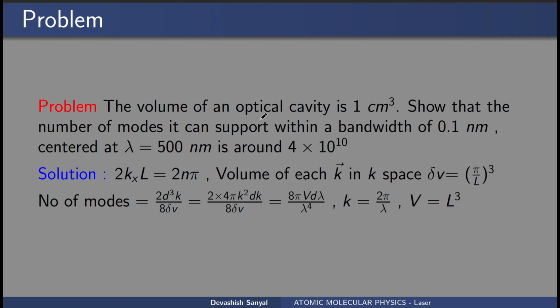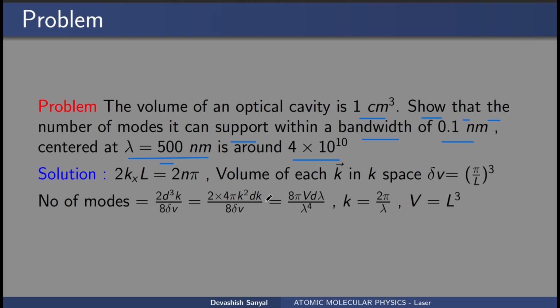The volume of an optical cavity is 1 centimeter cubed. Show that the number of modes it can support within a bandwidth of 0.1 nanometer centered at lambda equal to 500 nanometer is around 4 into 10 to the power 10. This is what we have to show.